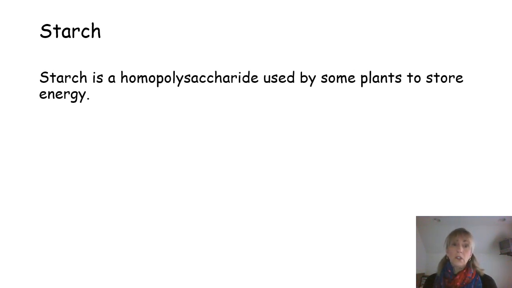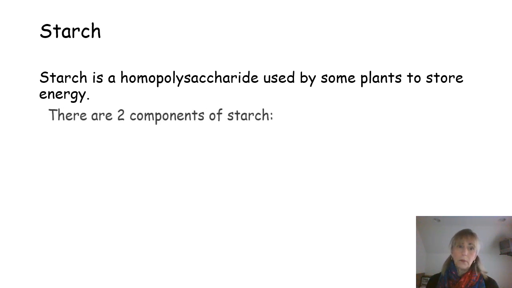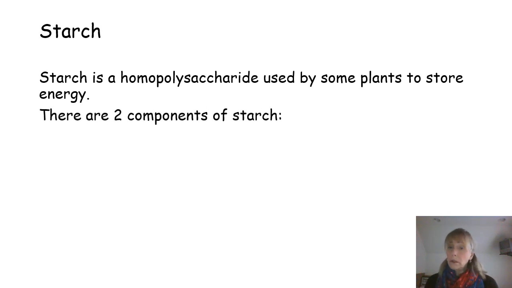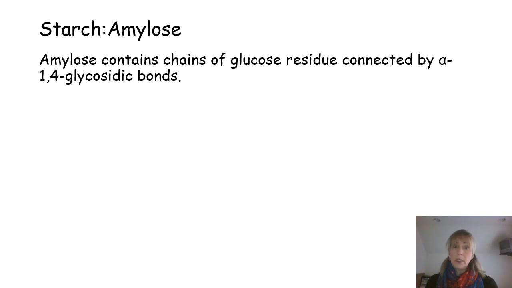All right, we move on to starch, okay? Starch is a homopolysaccharide also. It is used by plants to store energy. There are two components to starch. One is amylose, and the other one is amylopectin. Let's look at both of them. Beginning with our amylose. Amylose contains chains of glucose monomers, all connected together by alpha 1,4 glycosidic bonds.